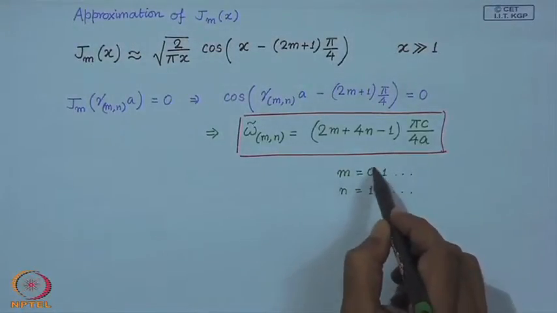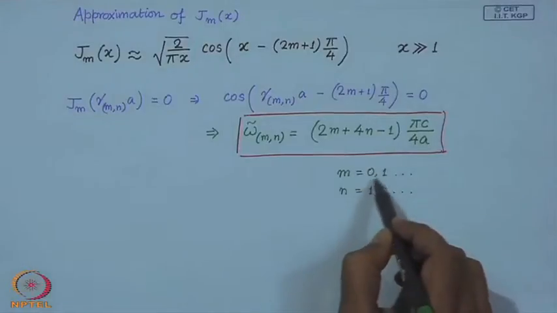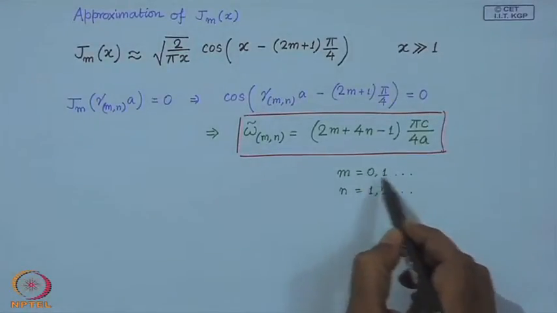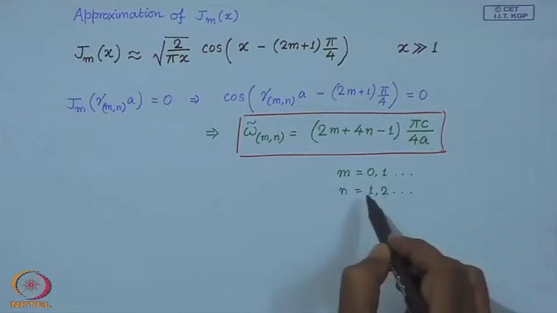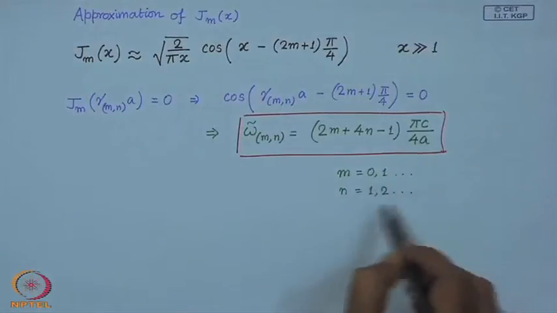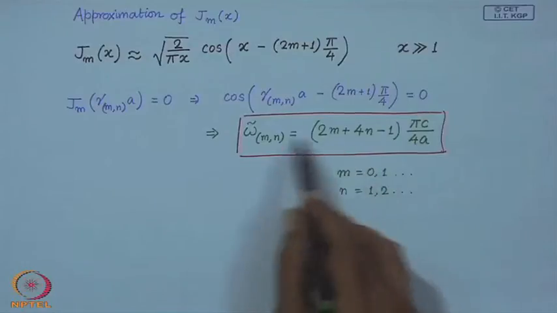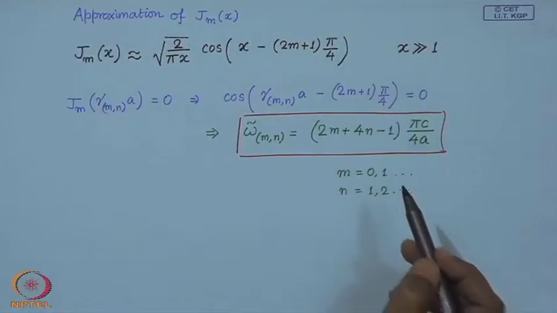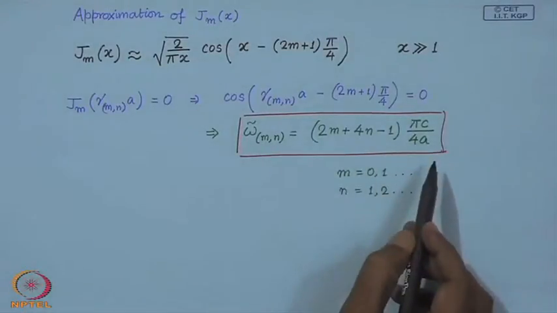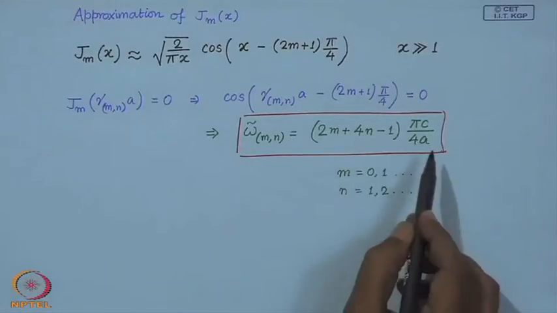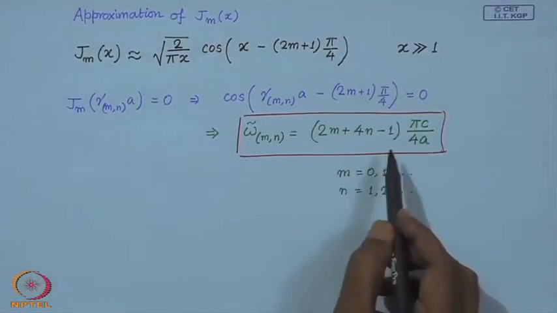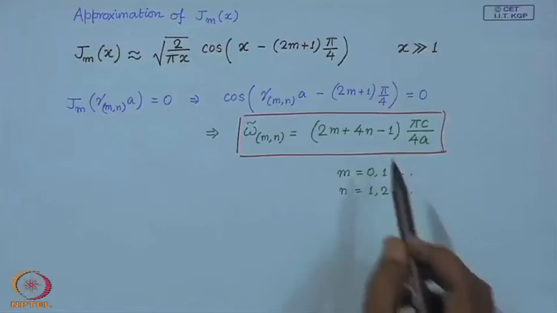So, m equal to 0, as I said, is the axisymmetric mode. For each of these modes we have infinitely many roots. So, we have these circular eigen frequencies corresponding to these modes. Now, let us see how good is this approximation.